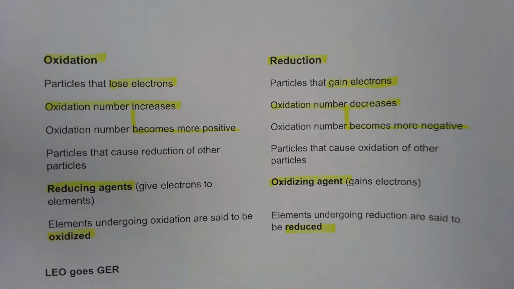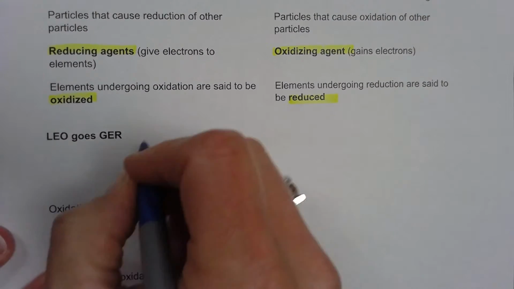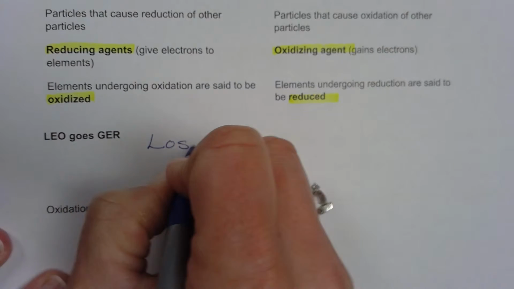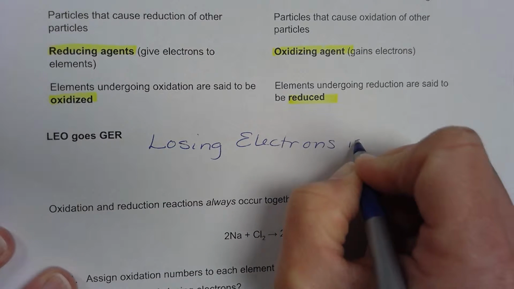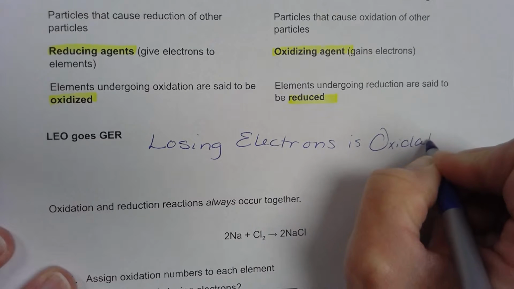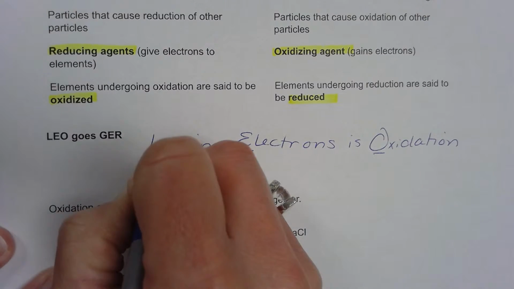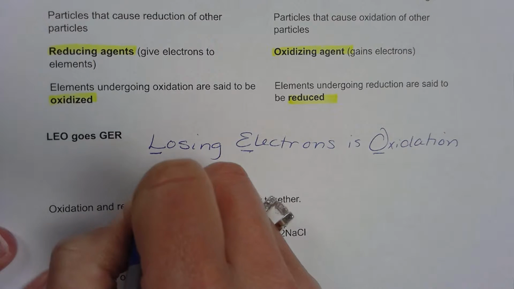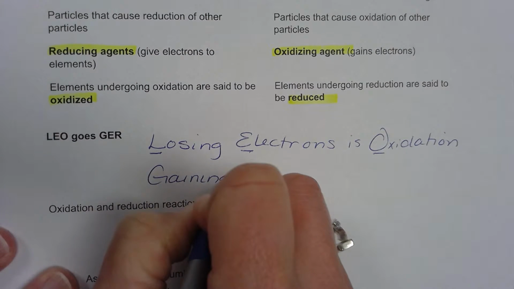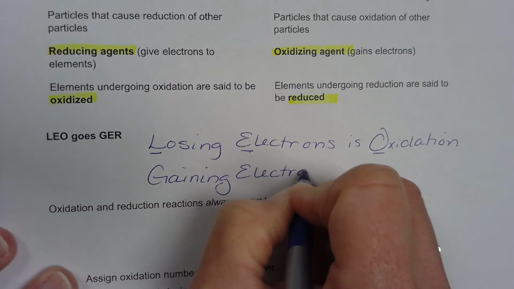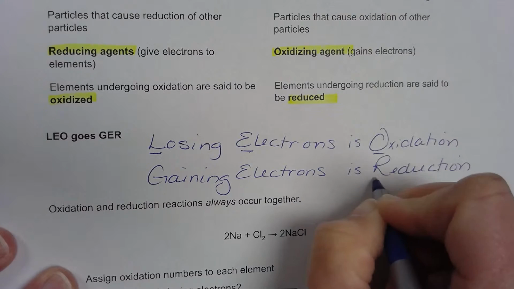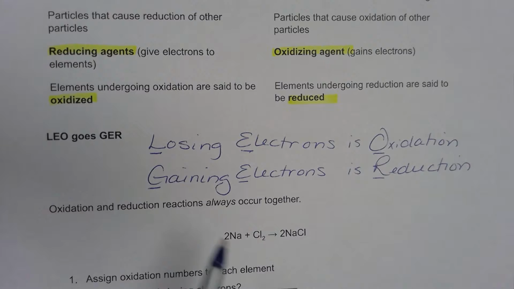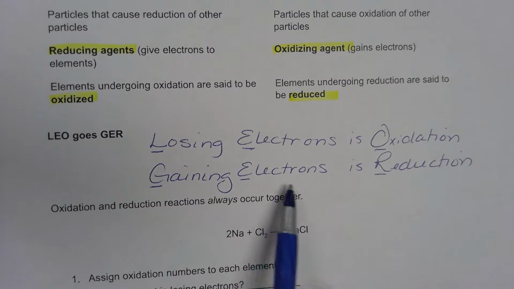Now, to help us remember all of this, we have LEO goes GER. LEO is lose. They're losing electrons. Lose electrons is oxidation. Gaining electrons is reduction. LEO goes GER. Losing electrons is oxidation. Gaining electrons is reduction.